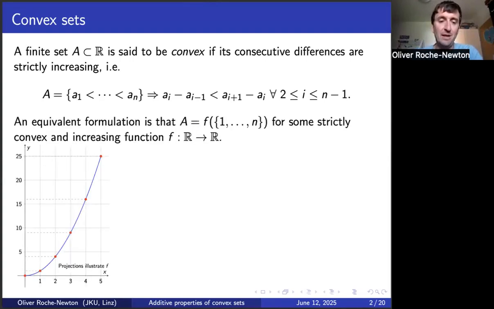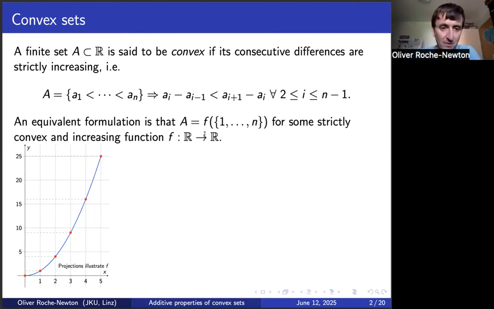Maybe another way to think about it that might be helpful is to think of this more analytically than combinatorially. Then it's to say that a set is convex if it's the image of the first n integers under some strictly convex and increasing function. So both of these definitions are the same thing said in a different way. These two definitions of this object are equivalent.